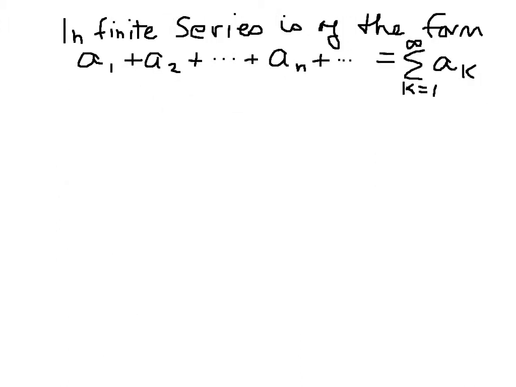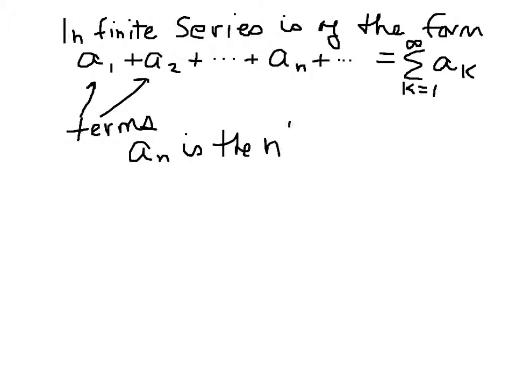So I suppose it makes sense to make sure we understand what an infinite series is, and it's simply of the form a sub 1 plus a sub 2 plus dot dot dot plus a sub n, and continues and continues. And it can be written using sigma notation like that. And one of the things we say is that each of these are called the terms, and a sub n is the nth term. So we need to have language down before we can go on and talk about this stuff.